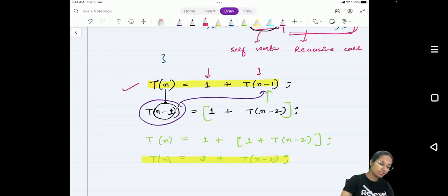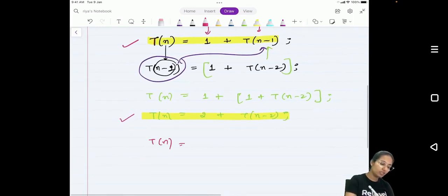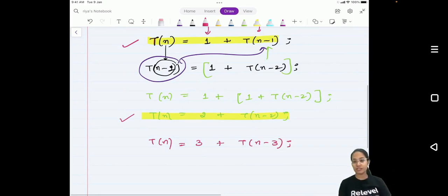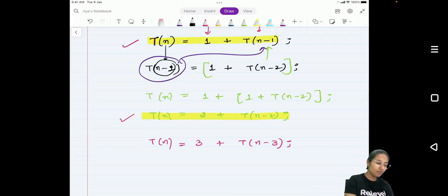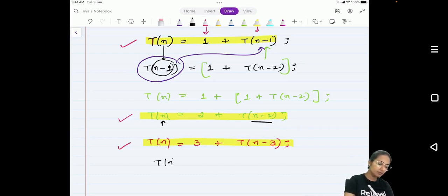So the other way of writing this equation is this. First way was this, second way was this. Similarly, if you try to find the third way of writing the equation, it will be 3 plus T of n minus 3. Follow a similar way: substitute the value of n minus 2 instead of n, and then whatever value you get, equate it back to T of n minus 2. With these three equations in mind, if I have to generalize, it will be k plus T of n minus k.